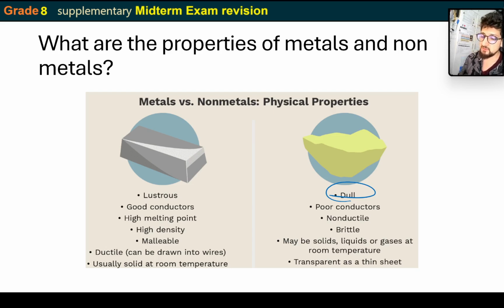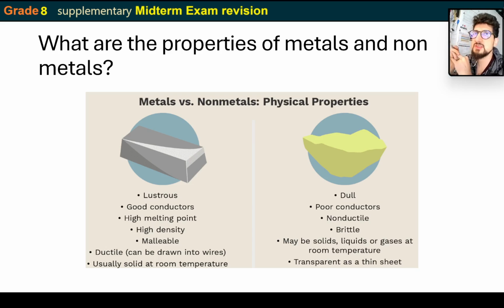What else do we have? We've got metals are good conductors, and that goes for both electricity and heat, which is why we use metals for conducting electricity, and they're also used for conducting heat. So metals are good conductors of electricity and heat. That's why frying pans are made of metal. That's why pots and pans are made of metal, because they conduct heat, which helps with the cooking, obviously.